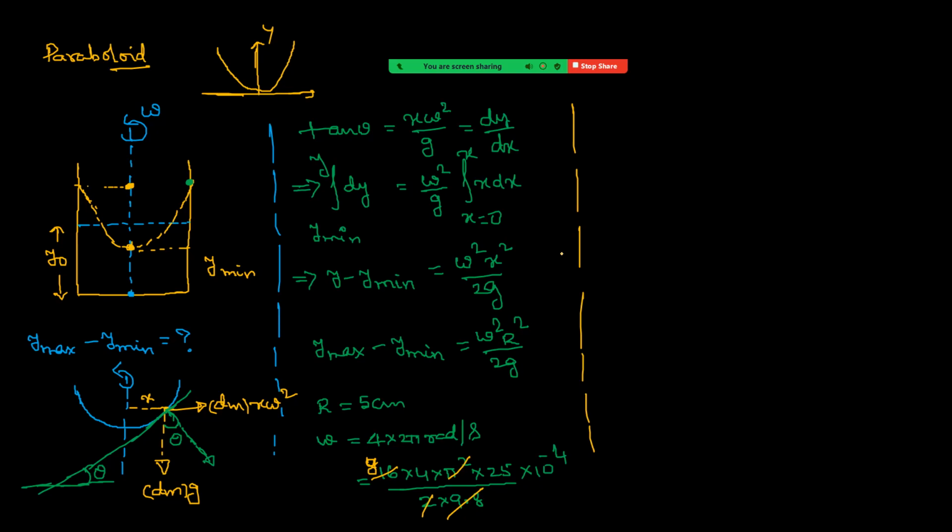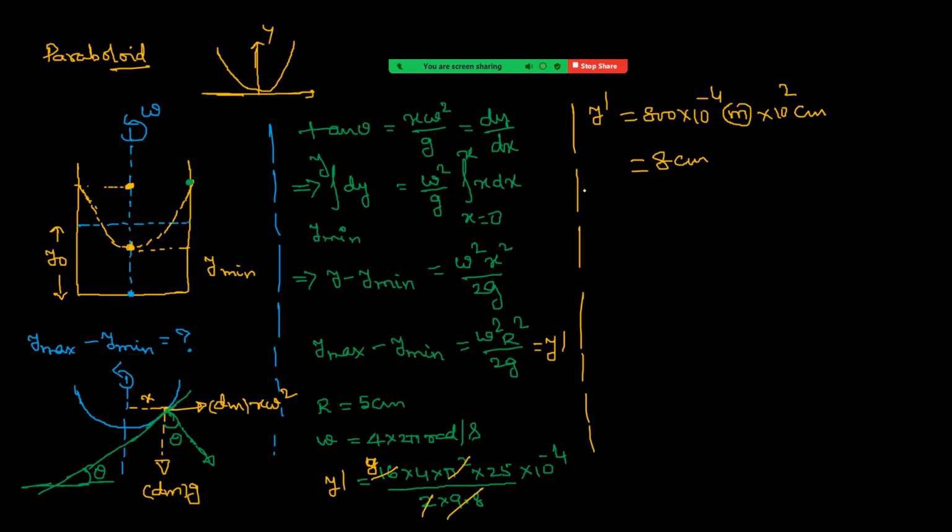So y maximum, let me take it as some value y dash. So this is y dash. Y dash equal to 800 into 10 power minus 4 meter. And if you want to convert into centimeter, then this becomes into 10 power 2 centimeter. Then 2 and 2, 4 gets cancelled. It is now 8 centimeter. Okay, that is the answer.